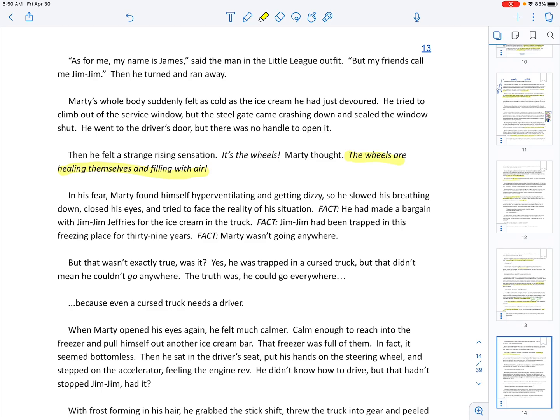So we're getting the idea this is not like any traditional ice cream truck. This is some kind of strange, mythical, supernatural ice cream truck.